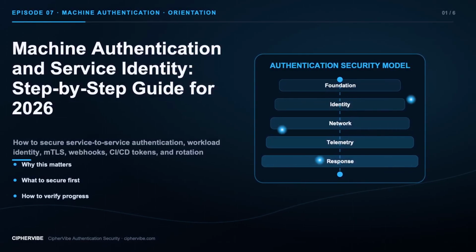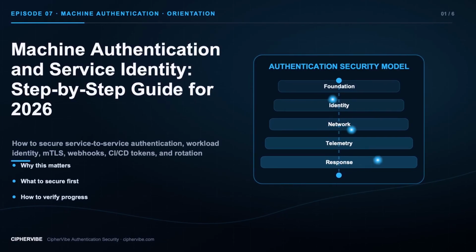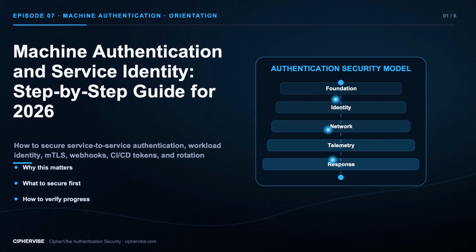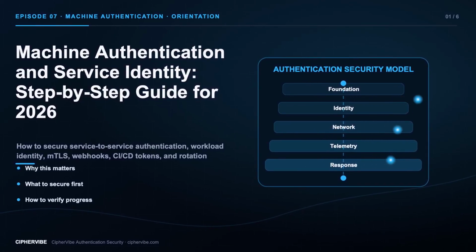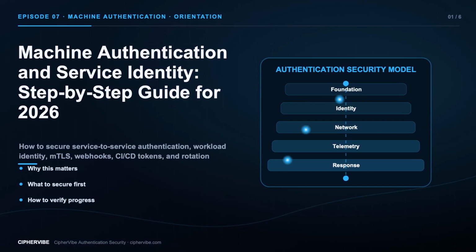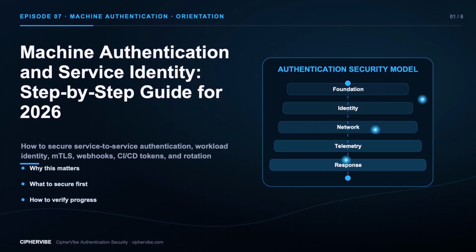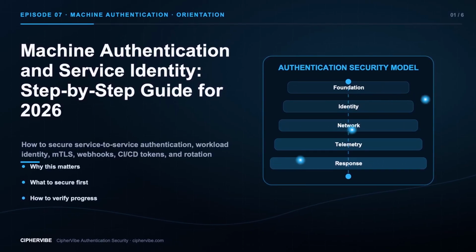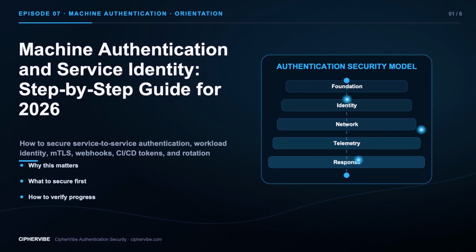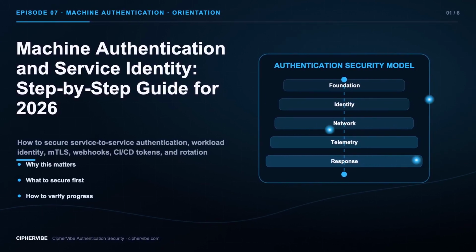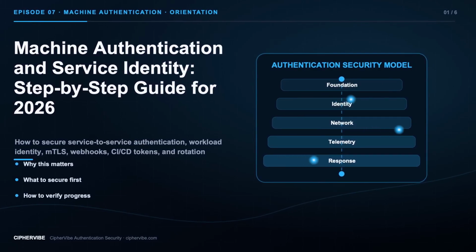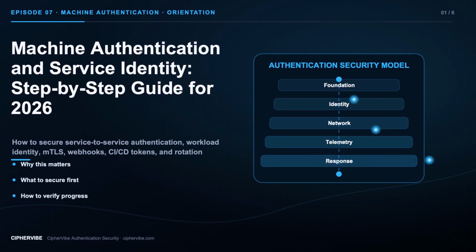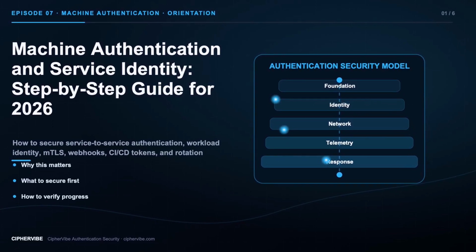Today, we will make machine authentication and service identity step-by-step guide for 2026 practical, prioritized, and connected to how real cloud environments are operated. Machine authentication controls how services, jobs, containers, pipelines, and partners prove identity without a human typing a password. This episode covers workload identity, scoped service accounts, mTLS, signed webhooks, secret managers, CI/CD tokens, rotation, revocation, and logging. The purpose is not to memorize a collection of service names. It is to build a mental model you can apply when accounts, teams, workloads, and threats change.